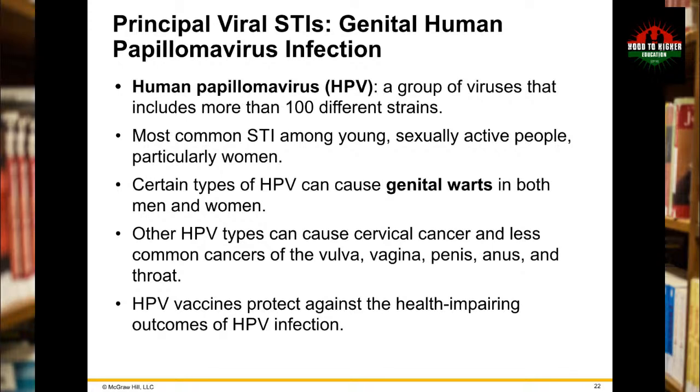So principal viral STIs, the genital human papillomavirus infection, right, often known as HPV because that's a mouthful, a group of viruses that includes more than 100 different strains. Most common STI among young sexually active people. This is being passed back and forth like ping pong. Certain types of HPV can cause genital warts in both men and women. Other HPV types can cause cervical cancer and less common cancers such as vulva, vagina, penis, anus, and throat. HPV vaccines protect against the health impairing outcomes of HPV infection.